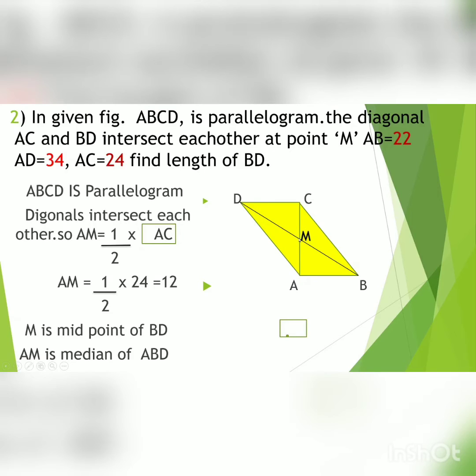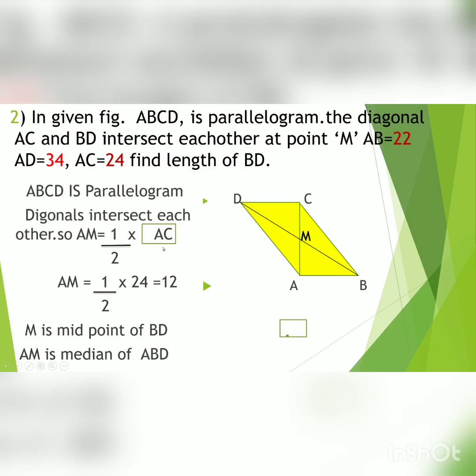This AM part is 1/2 of this full part AC. The value of AC, the diagonal, is given, which is 24. You can see here AC is equal to 24. And this diagonal is divided into two parts, meaning AM equals CM. So AM is equal to 1/2 AC.